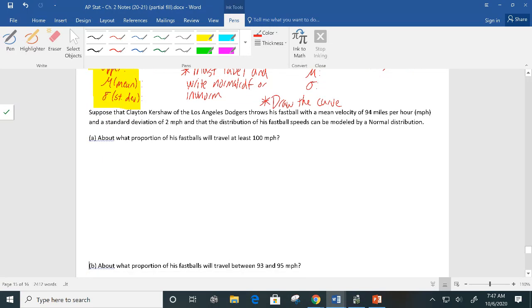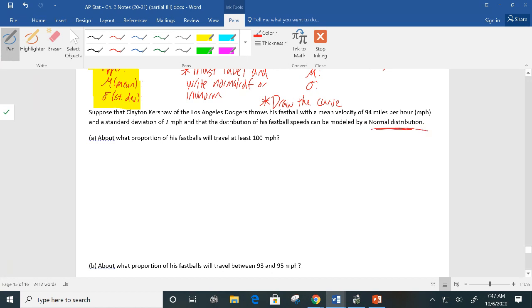So let's take a look at how we solve these problems. I'm just going to go through the first three examples here. So suppose Clayton Kershaw of the Los Angeles Dodgers throws his fastball with a mean velocity of 94 miles per hour and a standard deviation of 2 miles per hour. The distribution of his fastballs can be modeled by a normal distribution. So it's important that we're only using these things when we're told that they're normally distributed.